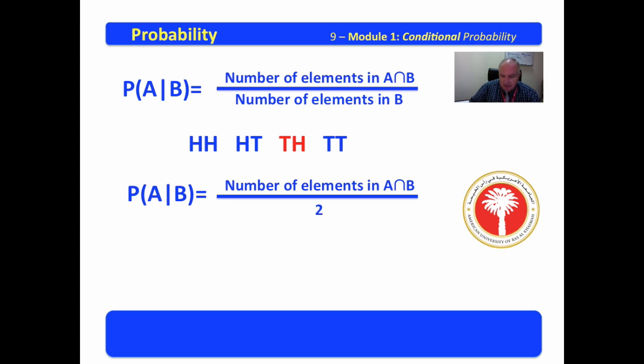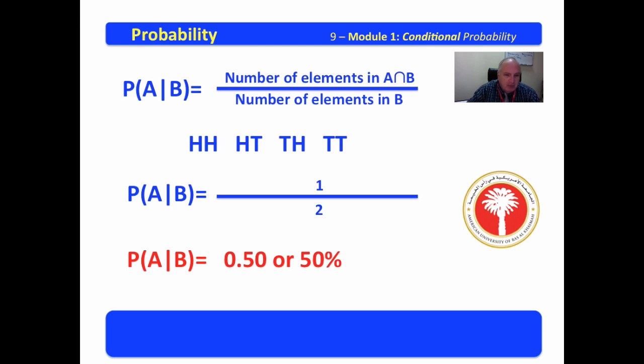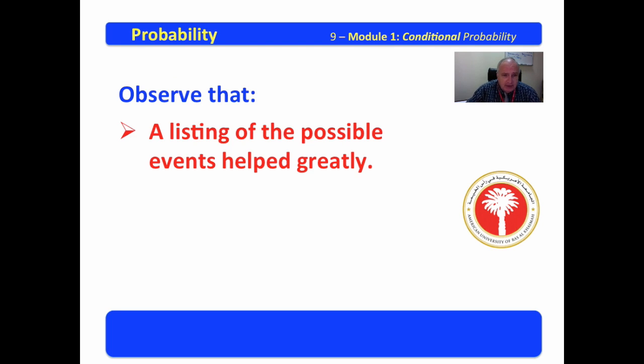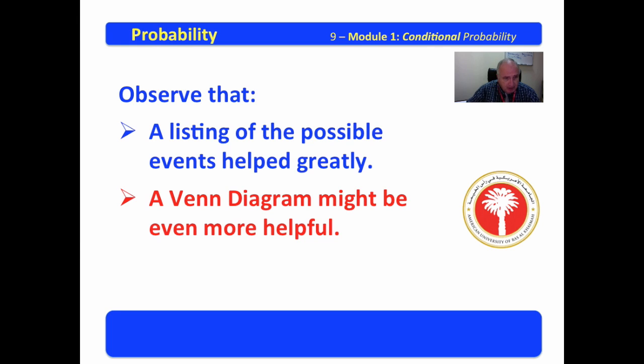Now we just need to find the number of elements in A intersect B. So in B we have tails heads and tails tails. And in A, we want to have a heads on the second flip, so there's only one that meets that. So the probability of A given B is the number of elements in A intersect B divided by the number of elements in B. 1 divided by 2, or the probability of A given B is 0.50 or 50%. Now observe that. A listing of the possible events helped greatly. A Venn diagram might be even more helpful.